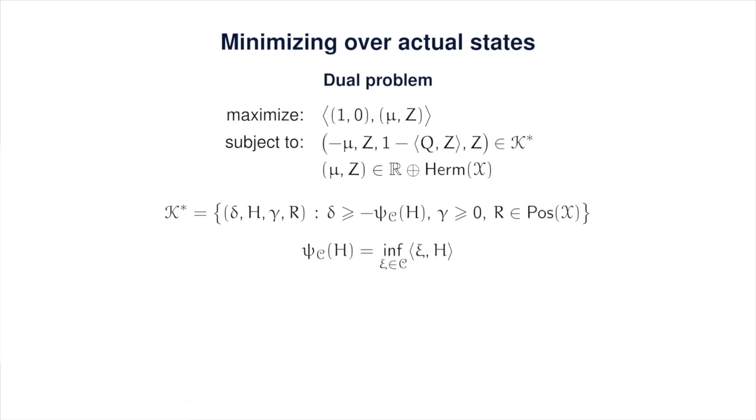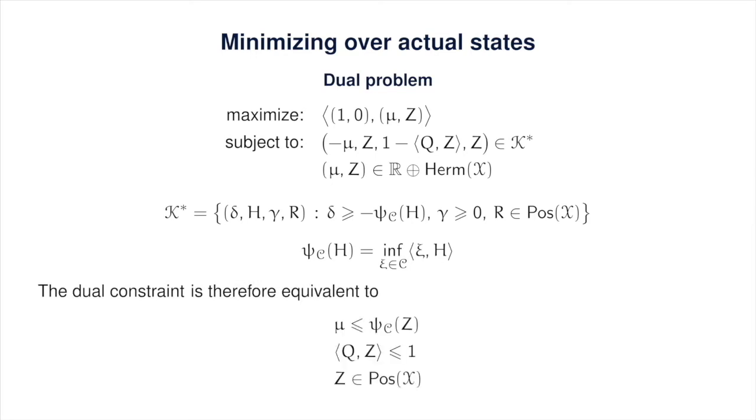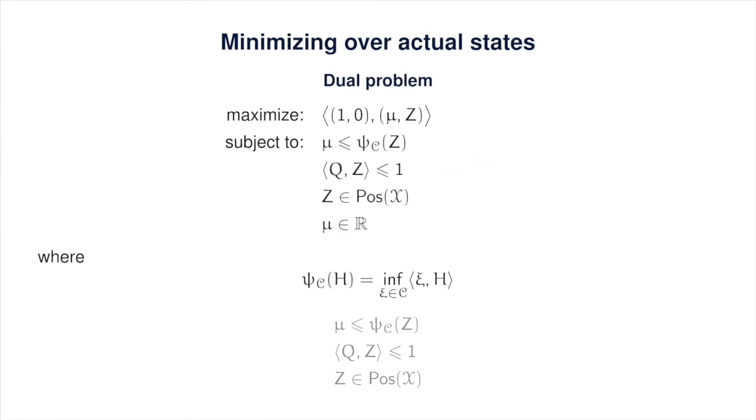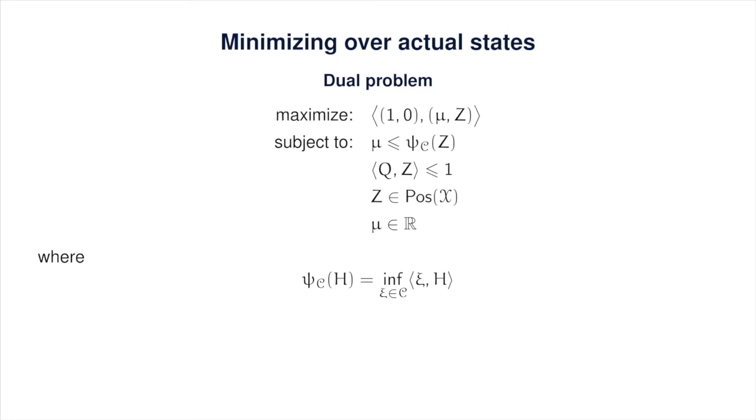If we now reconcile this expression of K star with the dual constraint we obtained previously, we find that this dual constraint can alternatively be expressed as all three of the following constraints being met. First, it must be that mu is at most psi sub c of z. Second, the inner product of q with z must be at most 1. And third, z must be positive semi-definite. So, the problem can be expressed as you see here, and naturally we can simplify the objective function just a bit by computing the inner product, and so we obtain this.